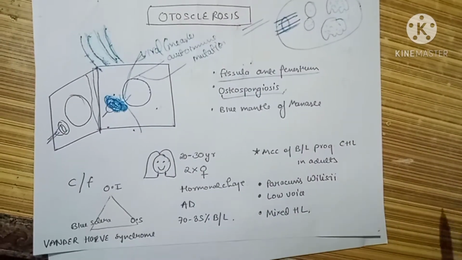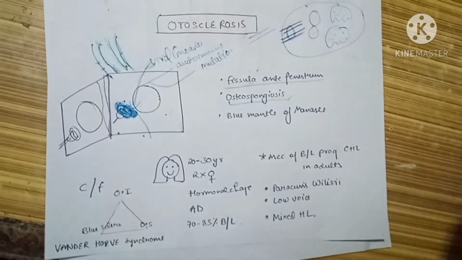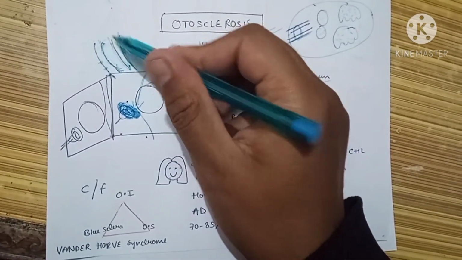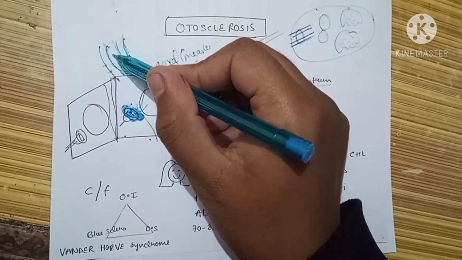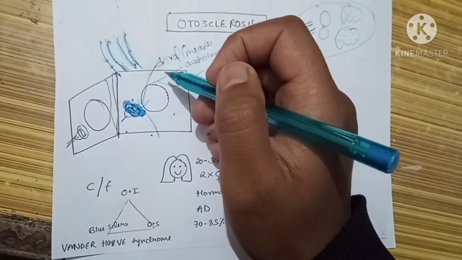Hello everyone. So today we are going to talk about otosclerosis. So starting with the basics. Consider this as the part of a membranous labyrinth, that is our inner ear. This membranous labyrinth will be surrounded by the bony labyrinth that is formed by endochondral ossification.